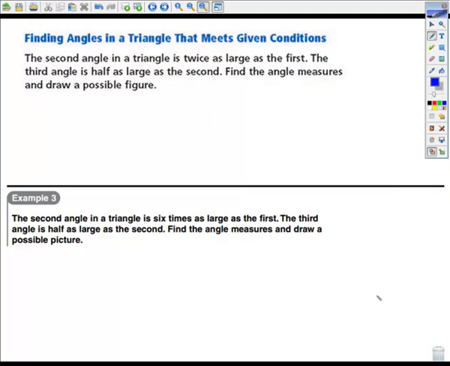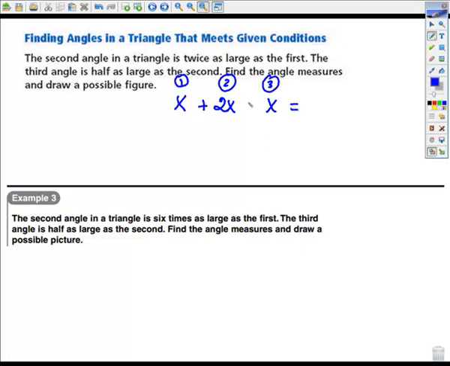Okay, next it says finding angles in a triangle that meets given conditions. So it says the second angle in a triangle is twice as large as the first. I'm going to call the first angle x. So if this is the first angle, my second angle is twice as large as the first. So I'm going to call that 2x. And the third angle is half as large as the second, so half of 2x is just an x. And then it says, find the angle measures and draw a possible figure.